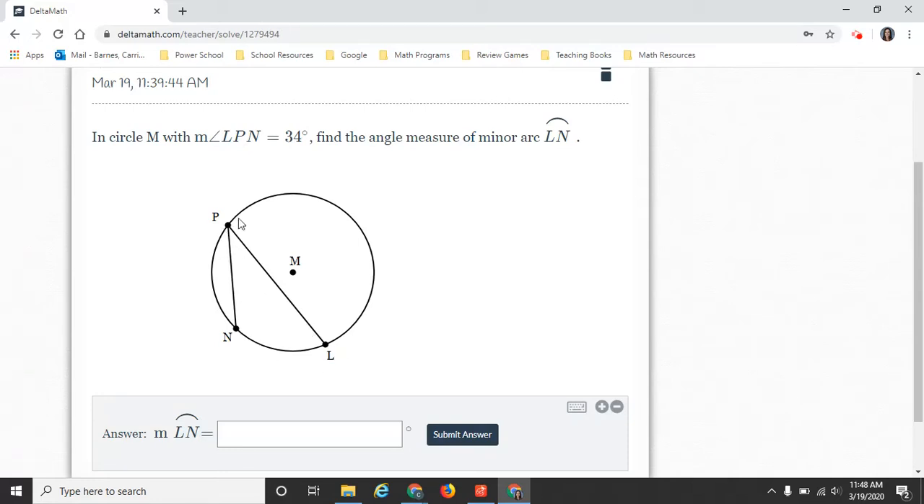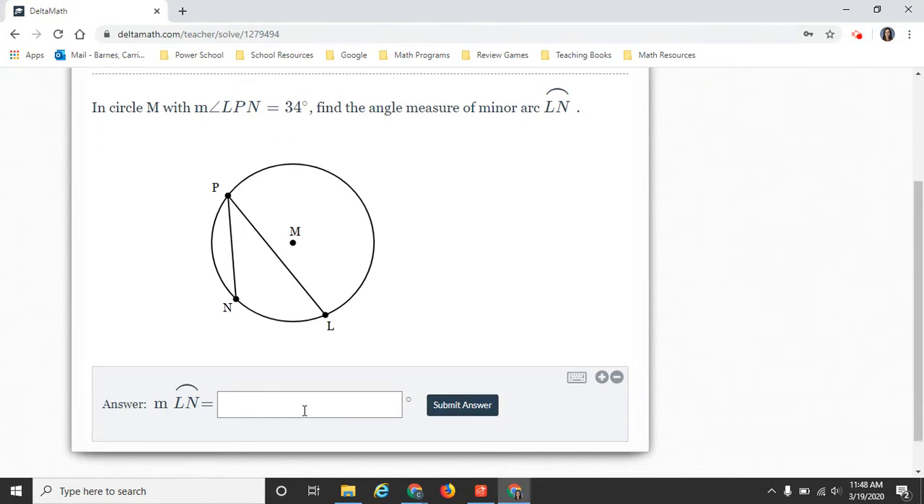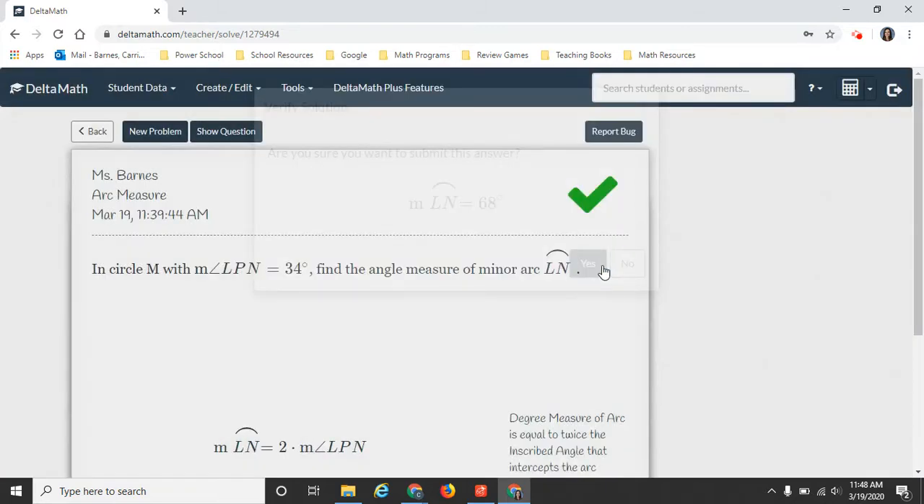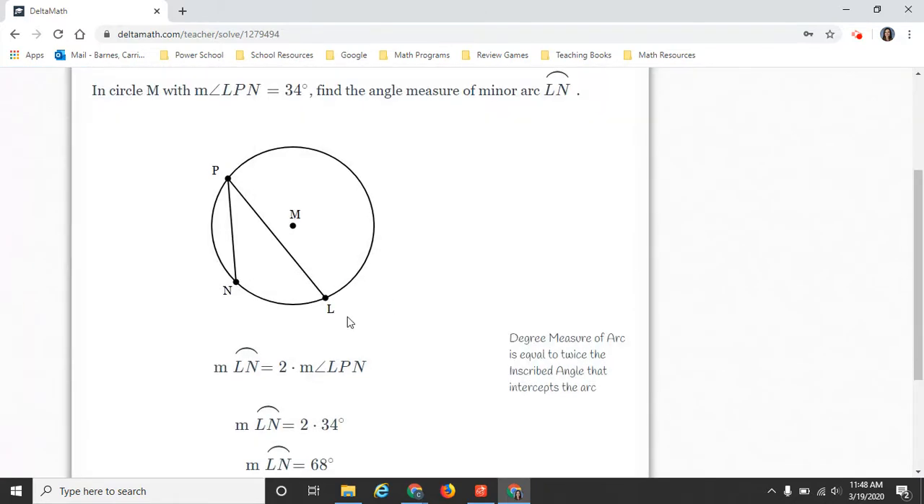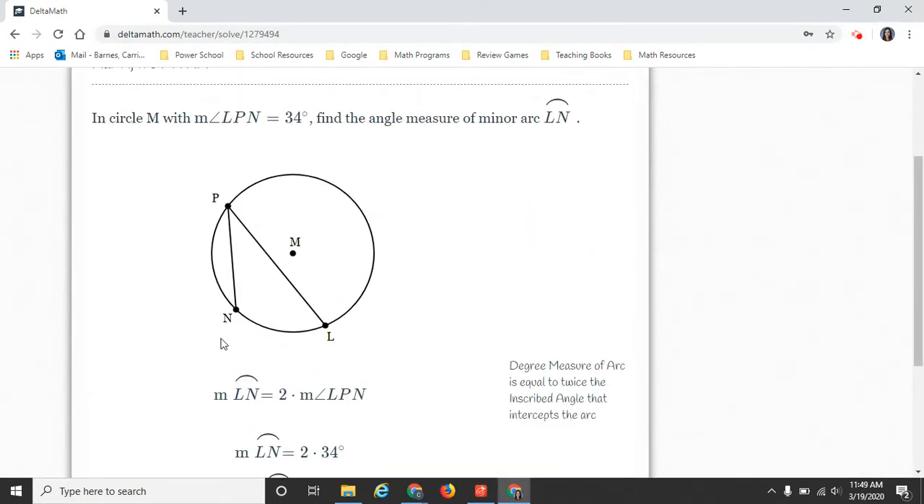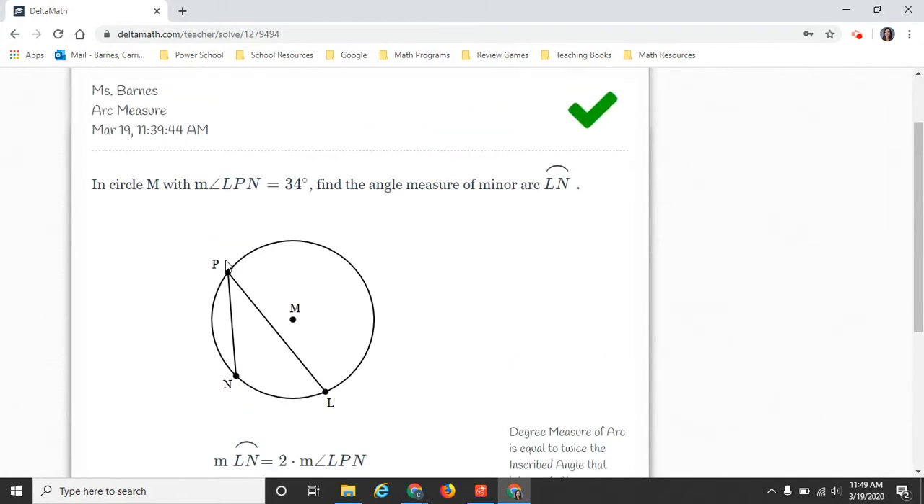So if this is 34 degrees, we said that if it's an inscribed angle, which it is, then the arc is going to be double the angle. So we would do 34 times 2, which would give you 68. So we just simply write in 68, and it already has a degree symbol there for us, so we don't have to worry about that. And so this is how you're going to do this, and it does give you an explanation. If you get lost, you could also view some examples. But again, the arc is double the angle. So this one was given the angle, find the arc.